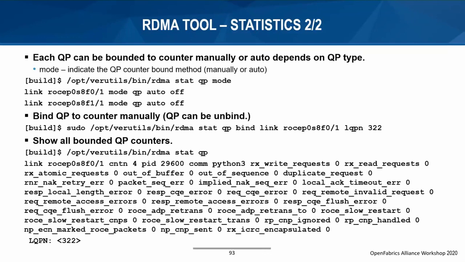So it is either the automatic mode, where you ask the device to do automatic binding based on some criteria. And in addition, you can manually bind a QP or QPs to a Q counter. So you can ask, in this example, that QP322 will be bound to a Q counter, and you can add additional QPs to this counter, and it will be only for a dedicated Q counter.